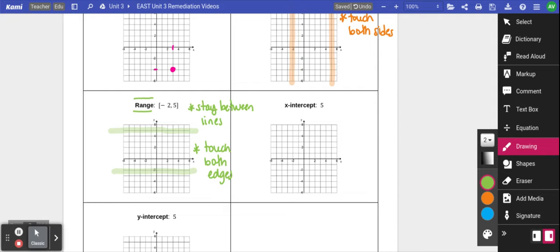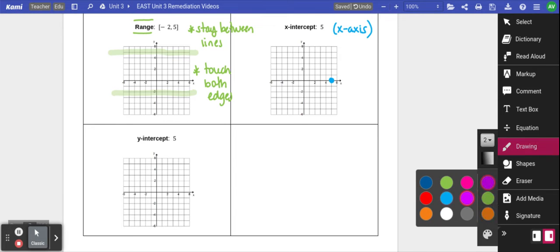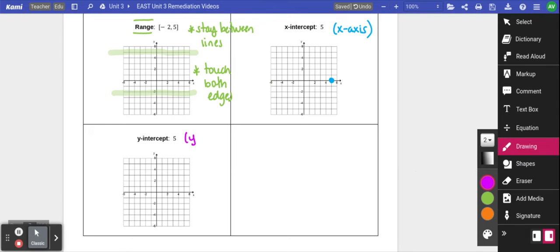So when you draw your actual graph, you're going to need to touch the top and touch the bottom at some point. Next, I could be told that I have an x-intercept of 5. Now, an x-intercept is where I cross the x-axis. So if I'm told I have an x-intercept of 5, I would find the number 5 on the x-axis and put a point there. I need to make sure that when I draw my graph, I actually touch or connect to that point. Last but not least, I might be told that I have a y-intercept of 5. Because a y-intercept is where you touch the y-axis, I would find the number 5 on the y-axis and put a point there. And I would make sure that any graph that I draw touches or crosses through that point.